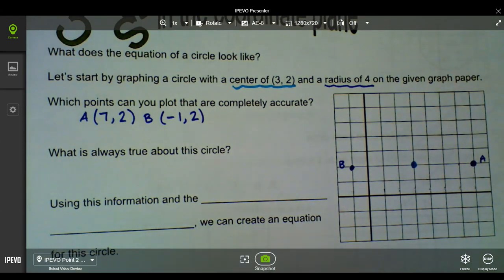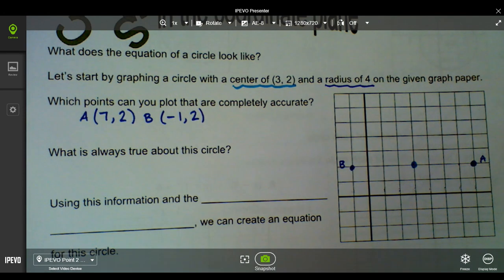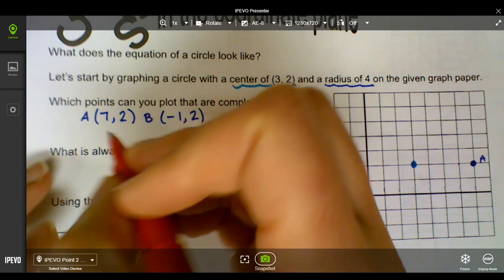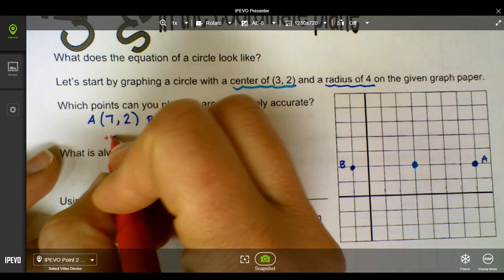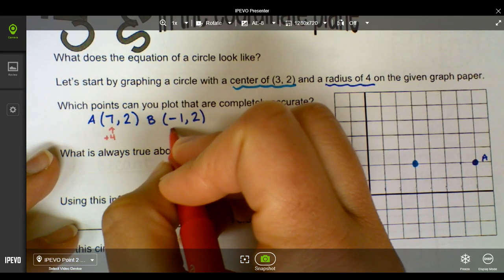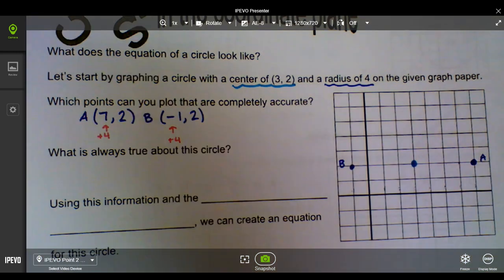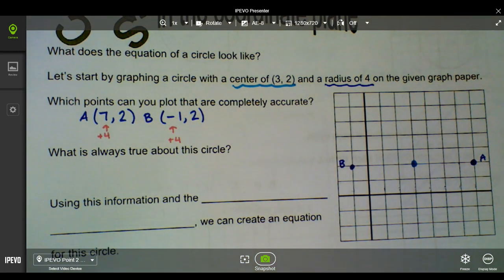Notice when we do this that we didn't change the y value at all. So when we are going left and right, all that's getting changed is the x value. You're adding 4 to this x value, subtracting 4 from this x value, and the y values are just staying the same.